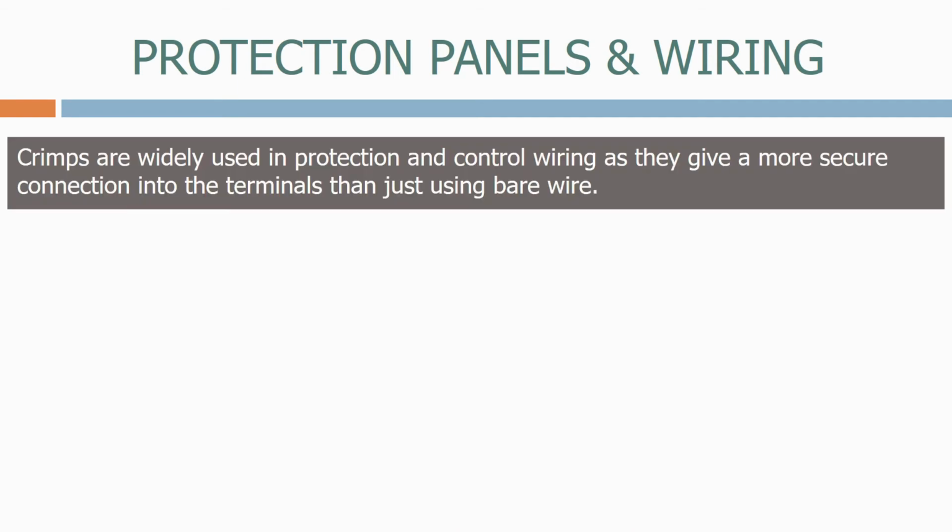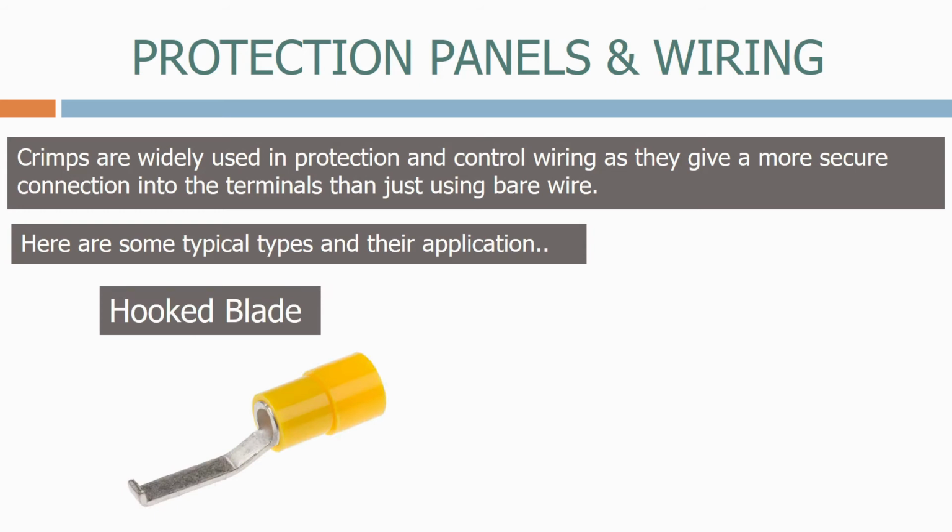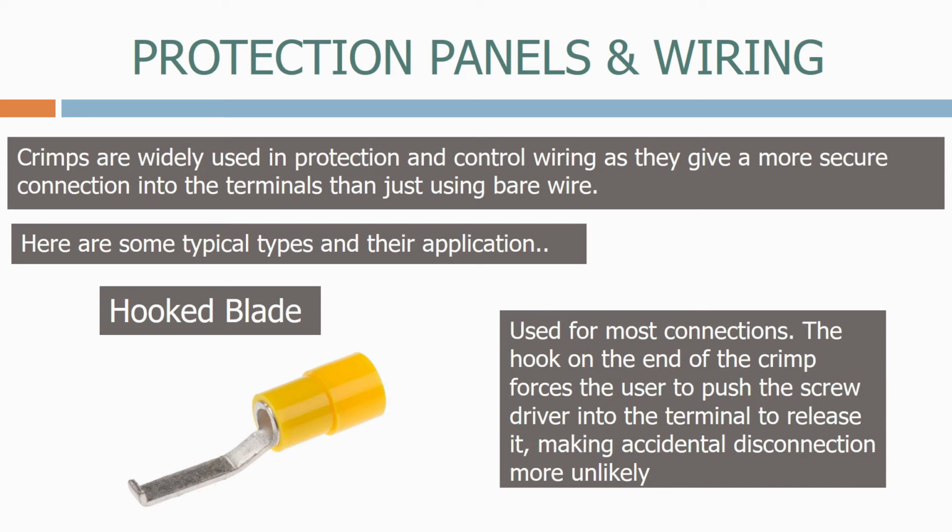Crimps are widely used in protection and control wiring, as they give a more secure connection into the terminals than just using bare wire. Here are some typical types and their application. The first type is the hooked blade. These are used for most connections. The hook on the end of the crimp forces the user to push the screwdriver into the terminal to release it, making accidental disconnection more unlikely.